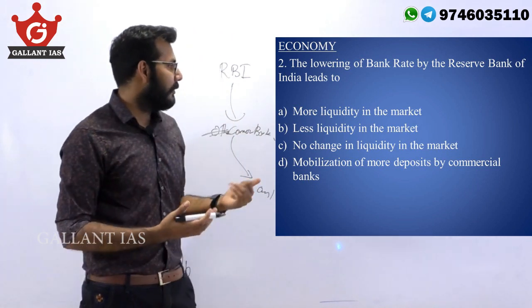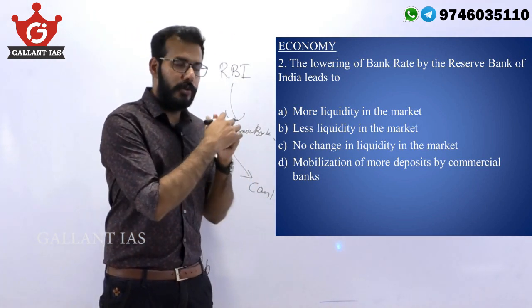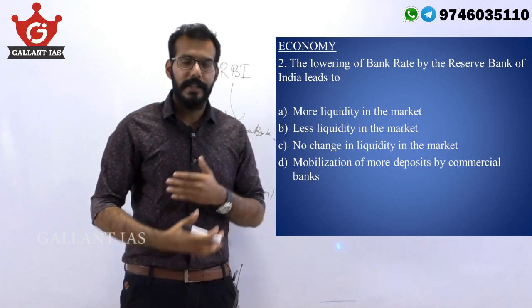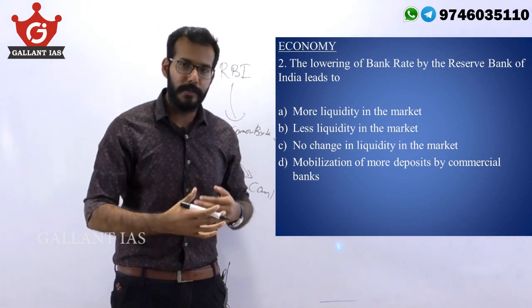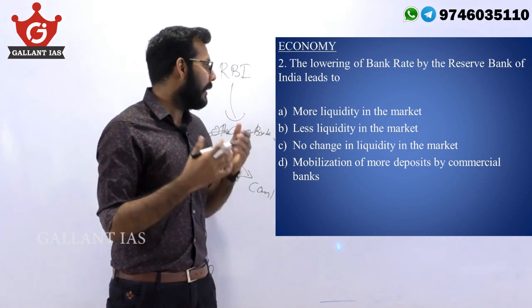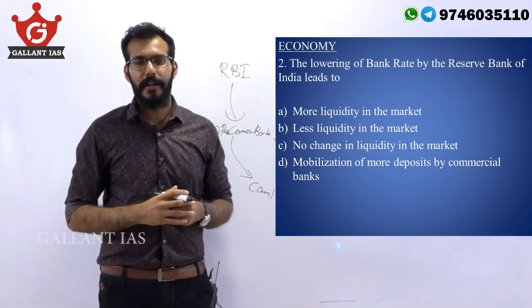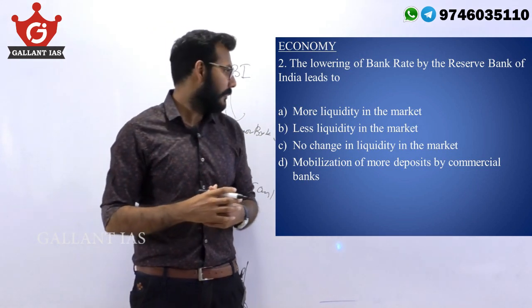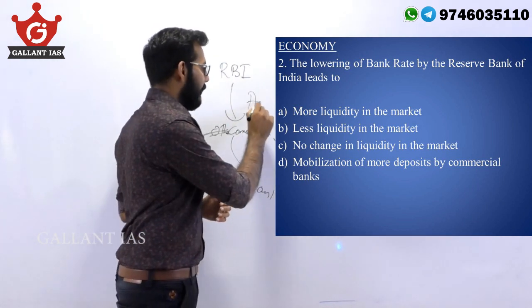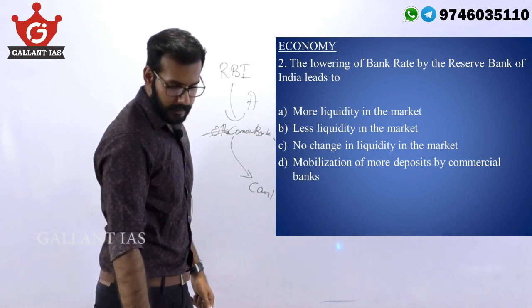So the answer to this question is A. When the RBI cuts down the interest rate, banks will also be tempted to cut down the interest rate, and thereby the liquidity in the market increases. The availability of more loans is increased. So the answer here is A, more liquidity in the market.